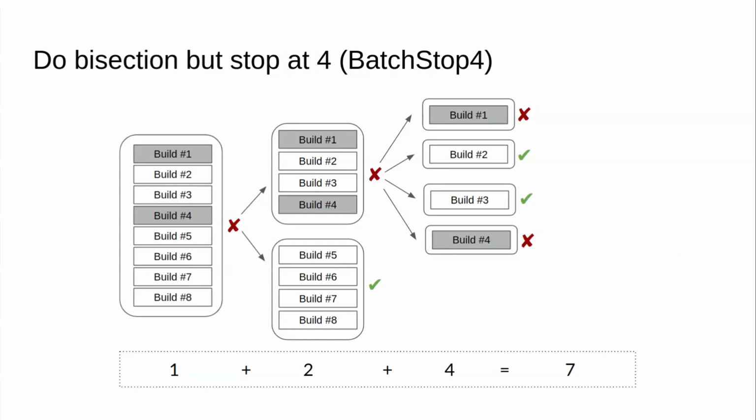Our next approach is a combination of the 2 previous approaches, batch bisect and batch 4. We call this batch stop 4. Here, similar to batch bisect, we do batching, and in case of failure, we do bisection until we reach a batch size of 4. After a batch size of 4, instead of bisection, we test each build individually. This is the same example that we had for batch bisect, where we needed 9 executions, but here we need 7 executions, which is better, and also better than test all. So with 2 failures, batch stop 4 still saves 1 execution.